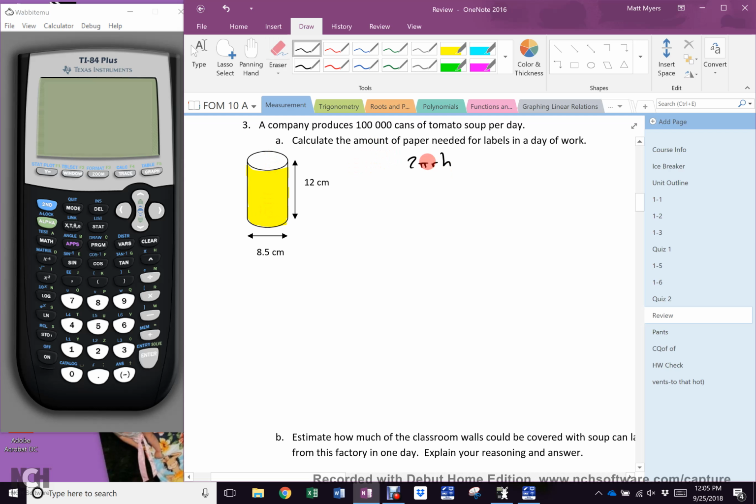That's one can. How many cans of soup are there? So that has to multiply by 100,000, doesn't it? Right? Everyone agree? So really, I need 200,000 pi r h's, correct? Great. What's r? 4.25. Lovely. What's h? 12. Lovely. 4.25 times 12 is what?